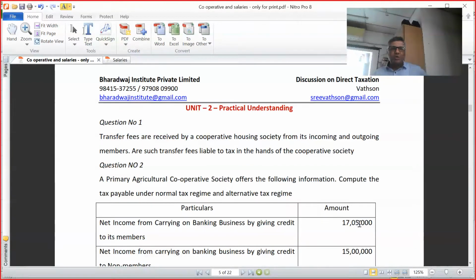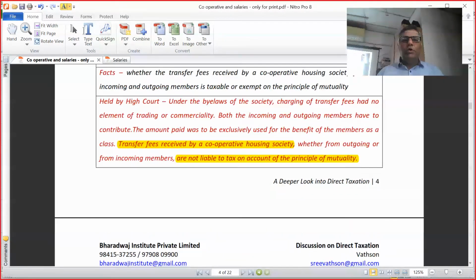Okay, this is the question. Transfer fees are received by a cooperative housing society from its incoming and outgoing member, is it taxable? Twice it has come, my dear friends, because it is a rarely questioned area, so they took it up. Look into the cooperative housing society question.